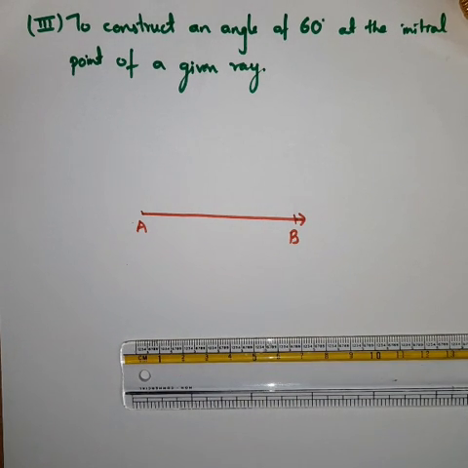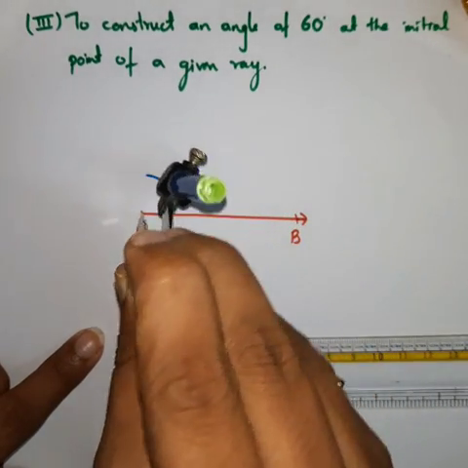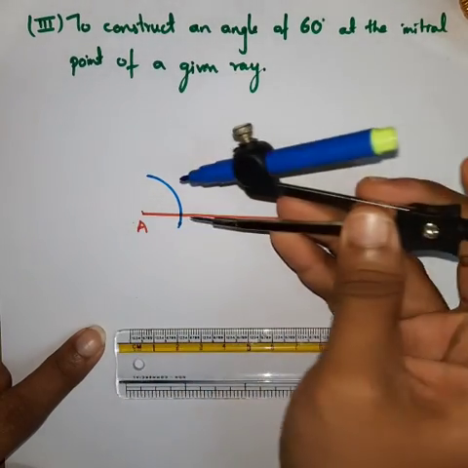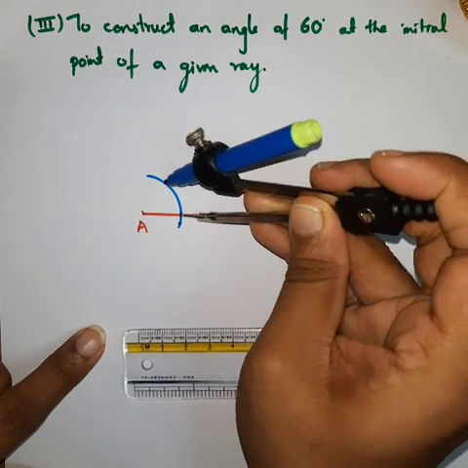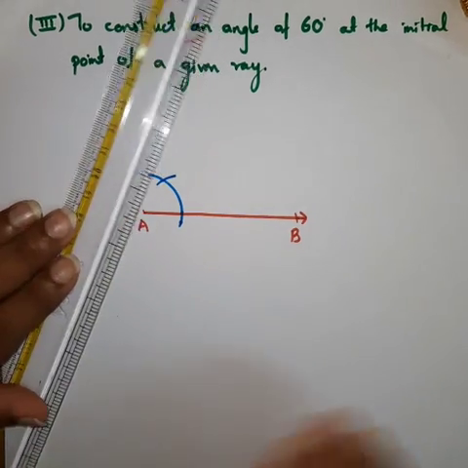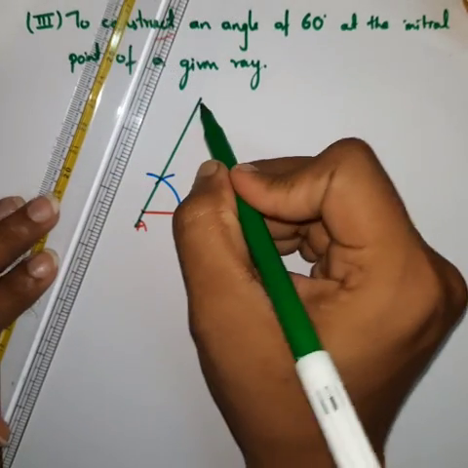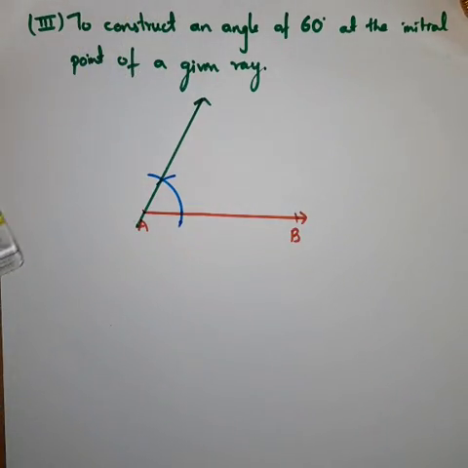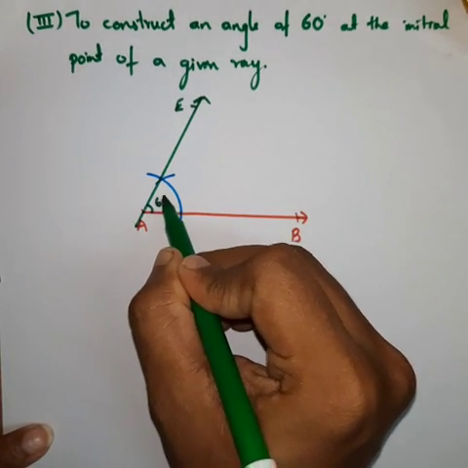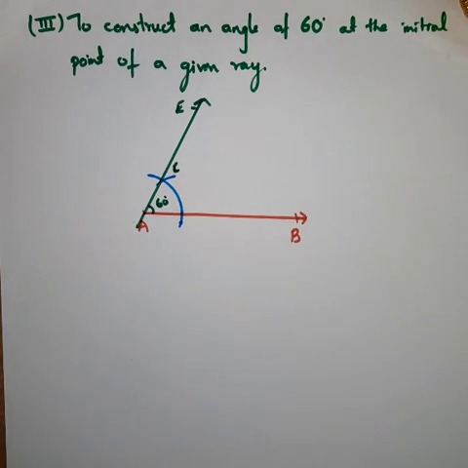So first, with a random measure, I'll point it at A and draw an arc. Same measure without any changes, I'll keep the compass at the first mark and cut an arc. Now if I'm connecting both the points, this angle formed here is 60 degrees.